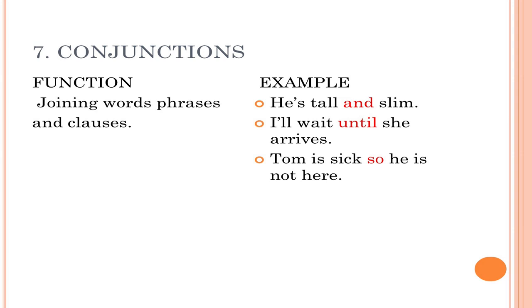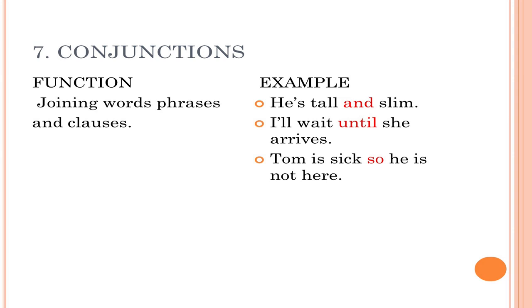1. He is tall and slim. The word "and" here is a conjunction and it connects the qualities that this person has. He is tall and at the same time he is slim. And here is a conjunction adding two qualities together.